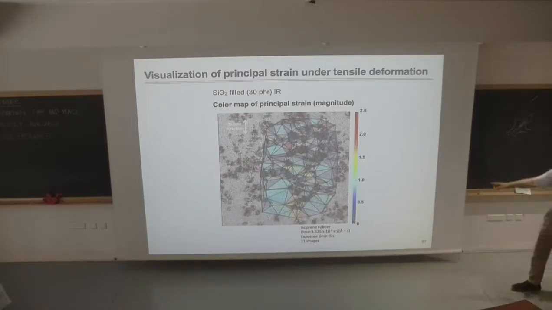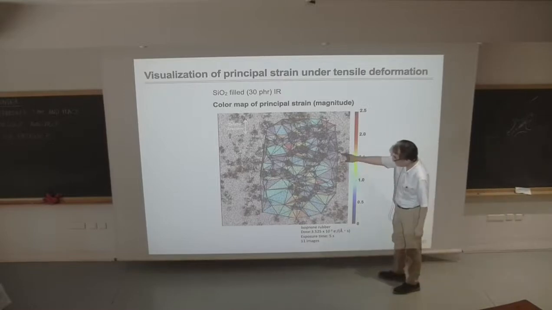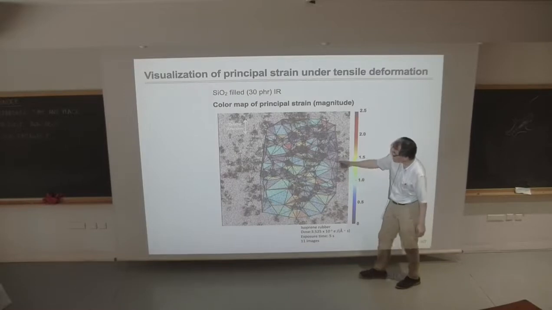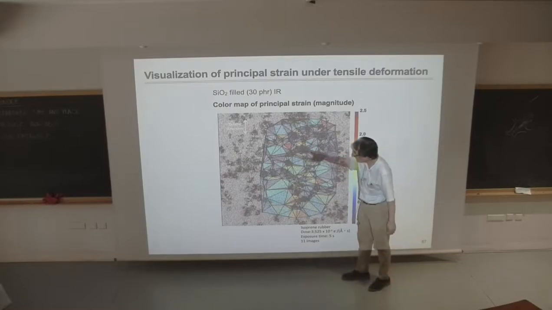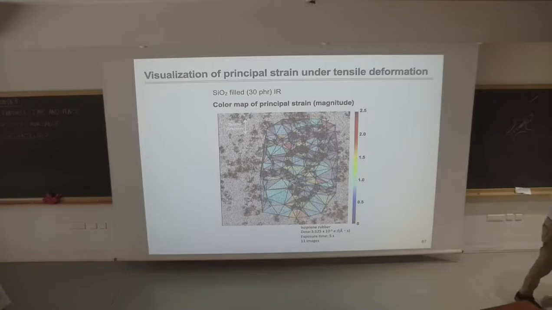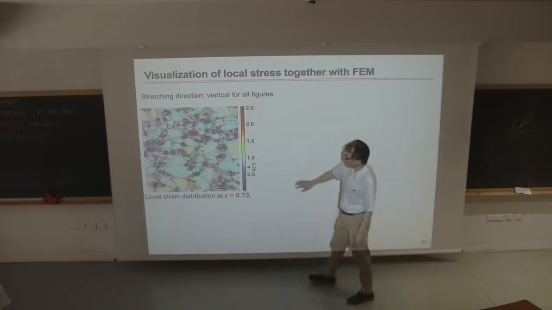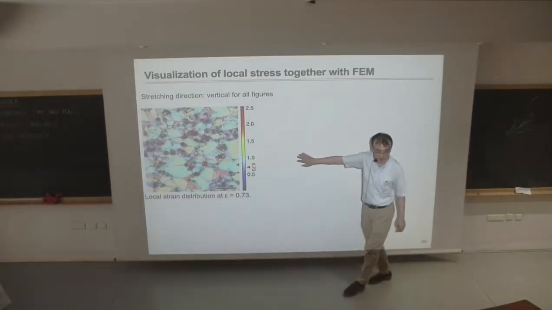So this is the local strain map at the strain of, I think, 0.73 or so. Okay, so as you can see, the almost zero strain is aggregates, like here. And then there are high strain regions, mostly between these aggregates. So that's what we can observe. This is purely an experimental result, a local strain map we can build.